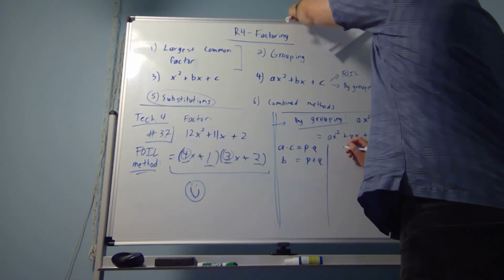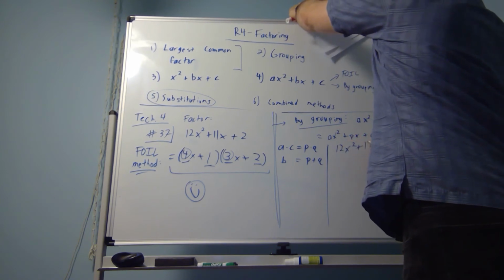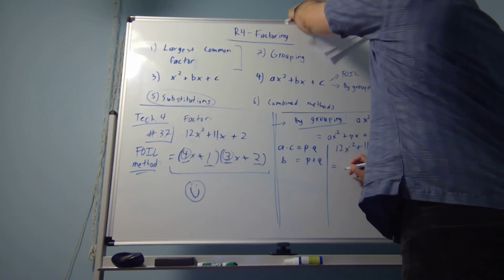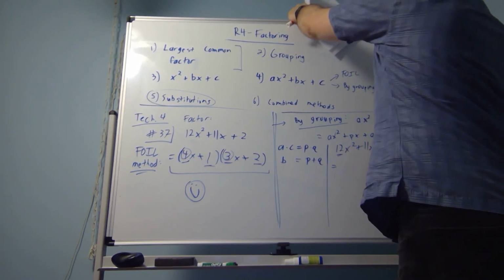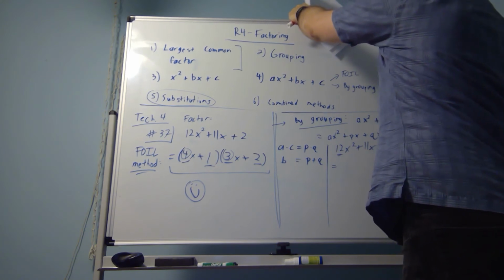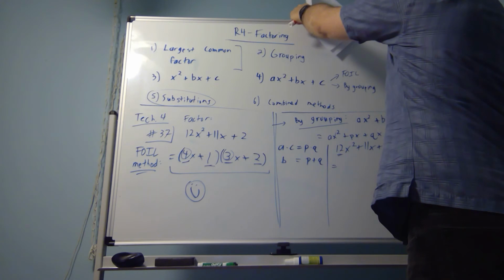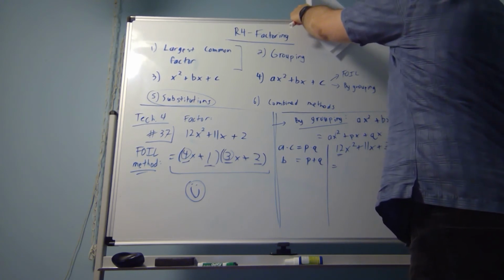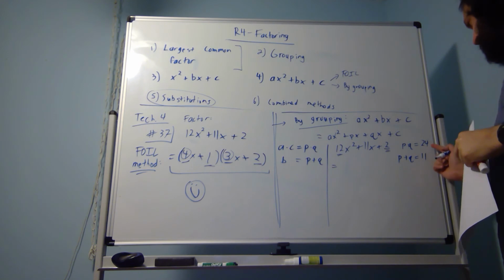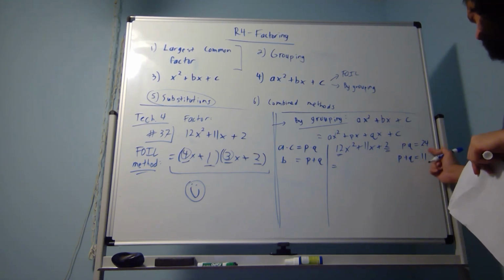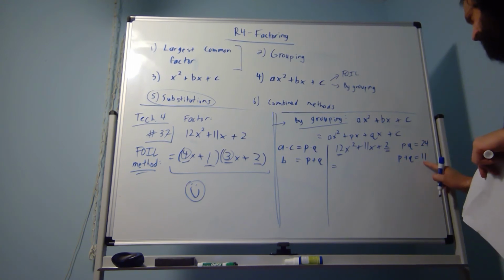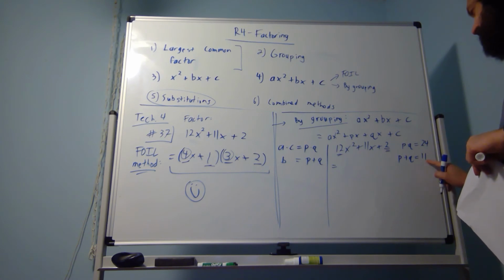So for this example, p times q has to be equal to 24, and p plus q has to be equal to 11. They have to both be positive, because double negative would give you a negative here. So positive, positive, everything's positive. 6 times 4 is going to be coming up just short. 8 times 3 is the magic way to factor this.